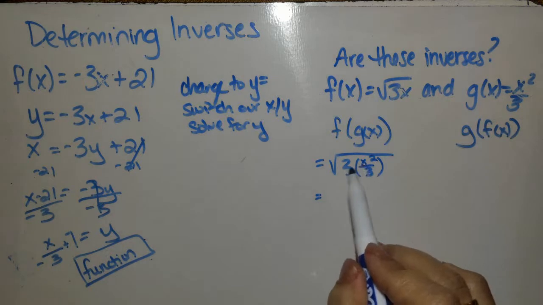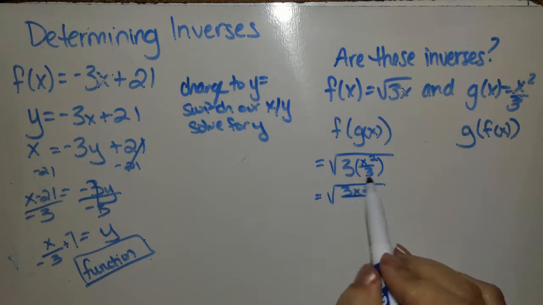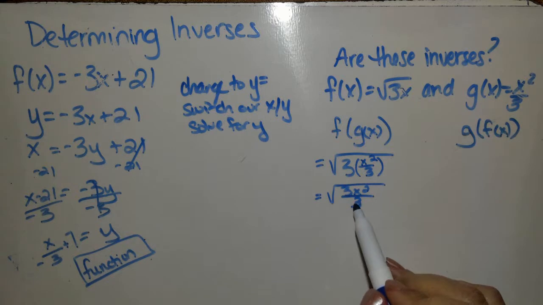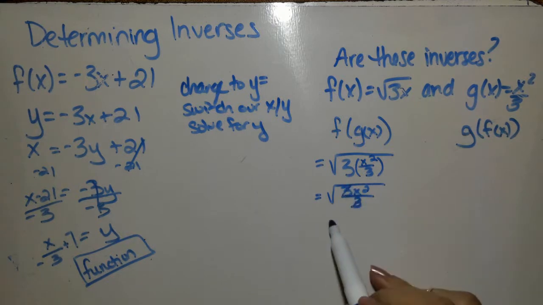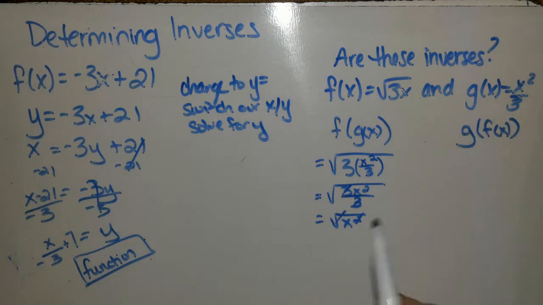When I multiply, 3 times x squared is 3x squared. 3 over 1, so 1 times 3 is 3. Okay. 3 divided by 3 is 1, so they are canceled, and I'm left with x squared. The square and the square root cancel, and I'm left with x.